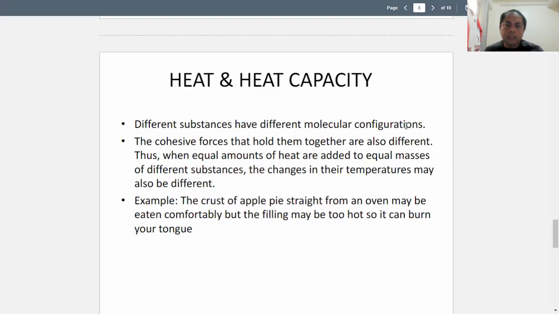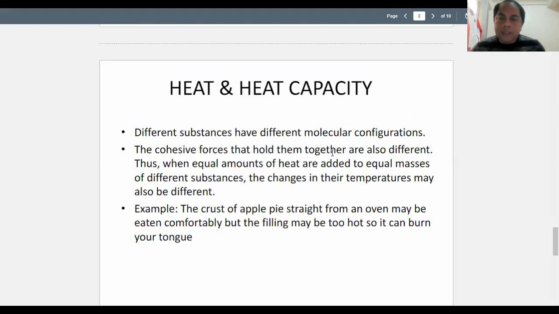So heat and heat capacity. Different substances have different heat capacities, the amount of heat that they can absorb. Now which one can hold more heat? Usually, heat is a matter of the mass of the object.